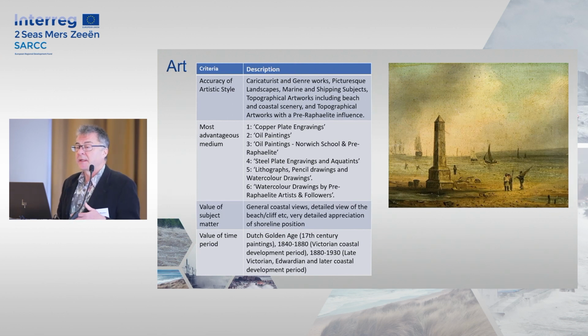With art again, we've defined certain characteristics, certain artistic styles, which is the most advantageous medium, the value of the subject matter, and the value of the time period, to try and break down these describers that would help us understand the significance and value of art in the coastal change context.